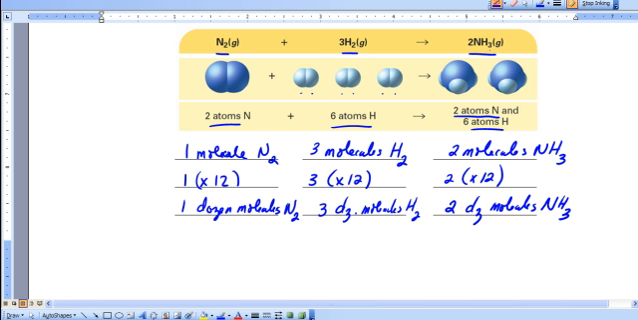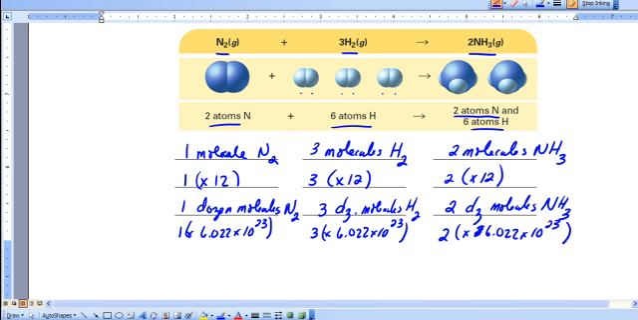Or, instead of multiplying by 12 and using dozens, we could do this reaction 6.022 times 10 to the 23rd times. And so in this case, you would have to multiply that one by 3 and this one by 2. Okay, so now what we've done is we've done this reaction 6.022 times 10 to the 23rd times.